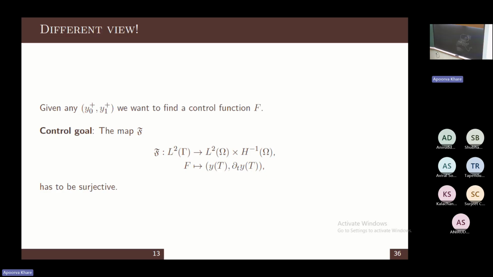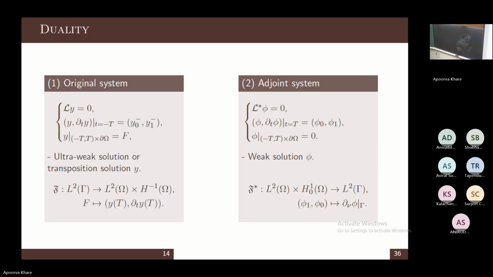Right. So now we will see how you solve this control problem. This is what we want, right? Given any y0 plus y1 plus, we want to find a control function f. So if I define this script F map, which runs from the space of controls to the space where you want to reach, then I want that this has to be surjective, right? Which will basically mean that no matter what point you give, you can find a control which will make you reach there. So I want you to remember just this part, that some function has to be surjective. We'll come back to this after 2 slides. So why am I talking about this?